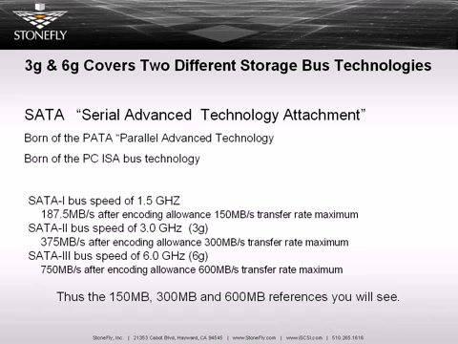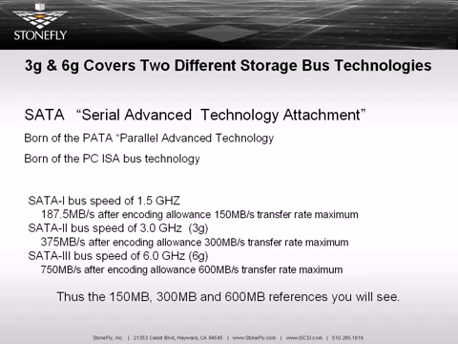Initially, SATA 1 came out. It was a 1.5 gigahertz product, and if you did your math, you'd find that came out to 187.5 megabytes per second. However, there's a certain amount of encoding that's required, so it works out to a real-life bus maximum speed of 150. We grew to SATA 2 at 3 gigahertz, 3G.